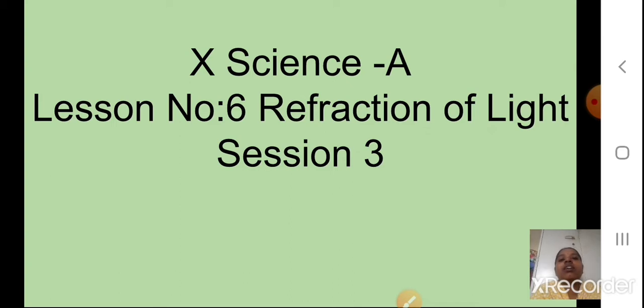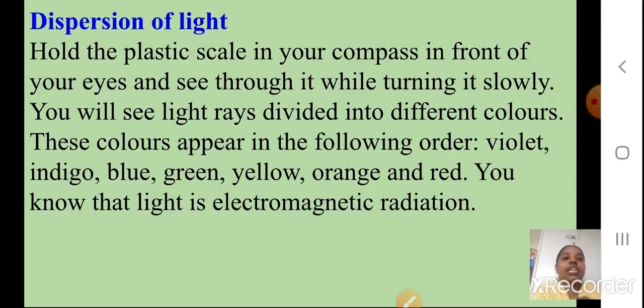In the last session, if you remember, we studied the twinkling of stars, and that planets do not twinkle. Then we saw the sunset and sunrise phenomenon, so the effects of refraction in our surroundings. Okay, students, today we'll continue with the lesson, and the next part is the dispersion of light.